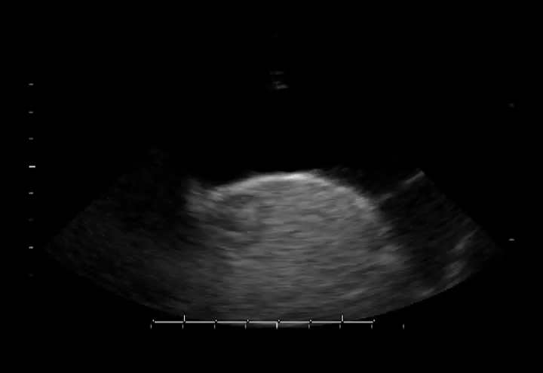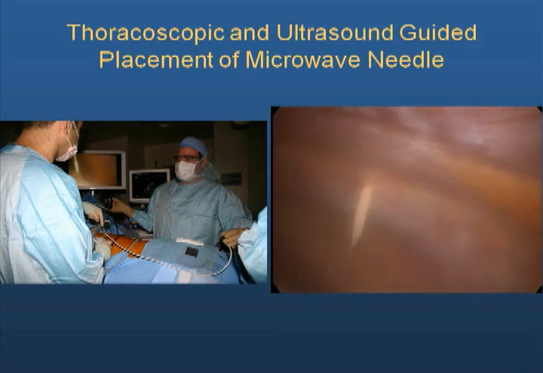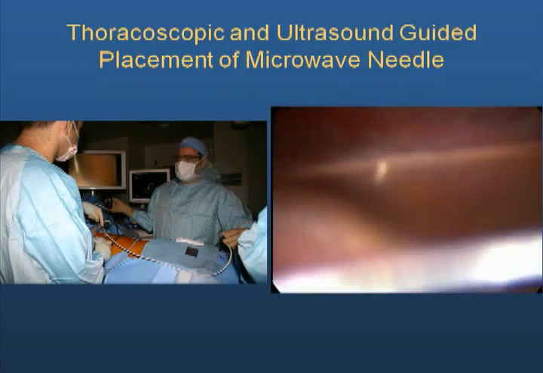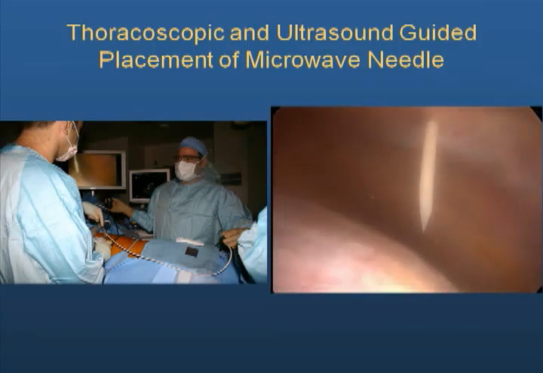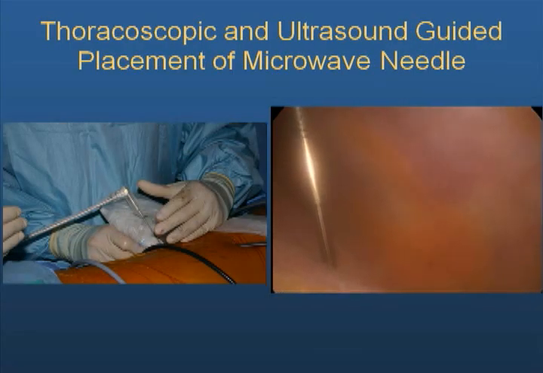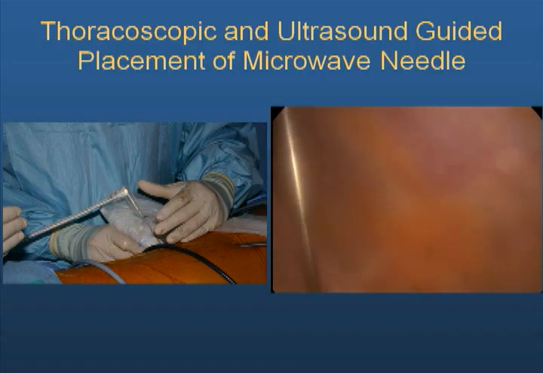The optimal position and trajectory of the ablation needle to the tumor is determined and guided under ultrasound. Once the trajectory is figured out under direct thoracoscopic visualization, the ablation needle is inserted into the right chest and then punctured through the right hemidiaphragm into the tumor, all under ultrasound guidance.